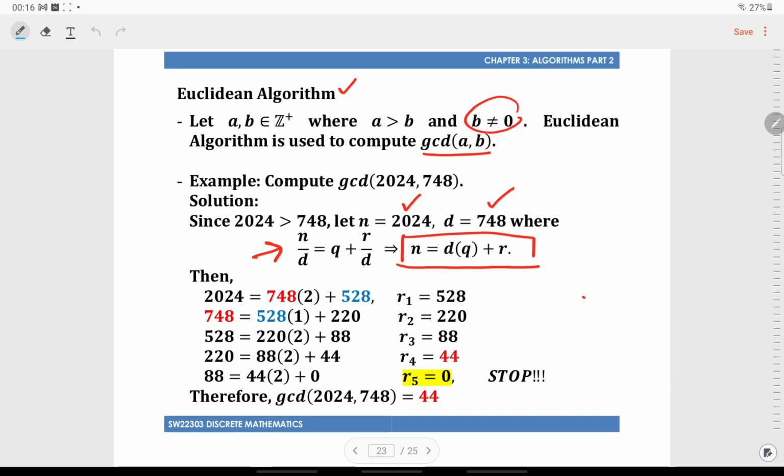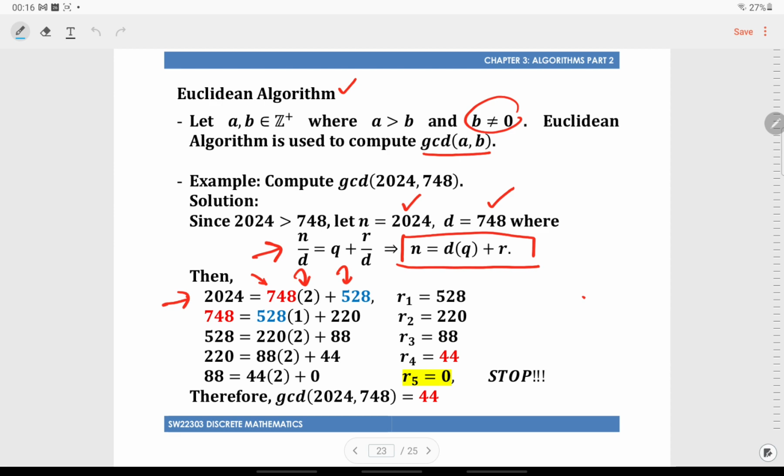Okay, n, d, q, and r. We already have n and d. Our n equals 2024. We also have d, but then we need to find two values, q and r. So we divide the dividend by the first divisor, and we obtain the first quotient and the first remainder.